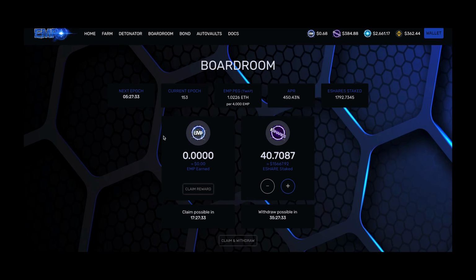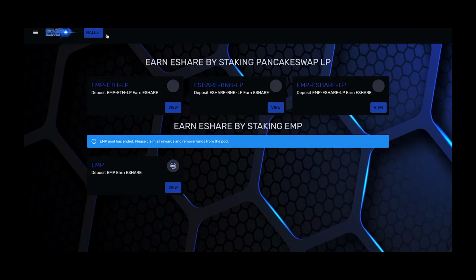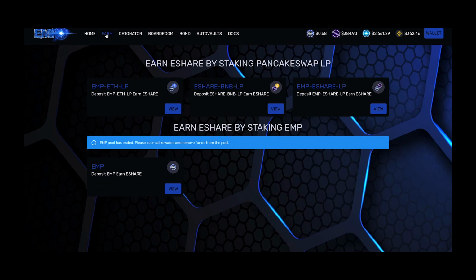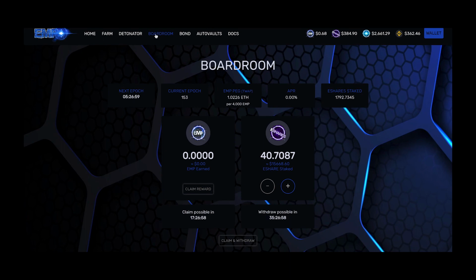And again, you're printing EMP in here, and I want to be clear. Once again, the goal here when you're printing this EMP is to come over to the farms and build your position. This is how much of the protocol you own. I can't stress that fact enough. You want to own as much of this protocol as possible, and the way you do that is by building your LP positions. So that is how you farm on Emp.Money, and that is how you use the boardroom to leverage your position.